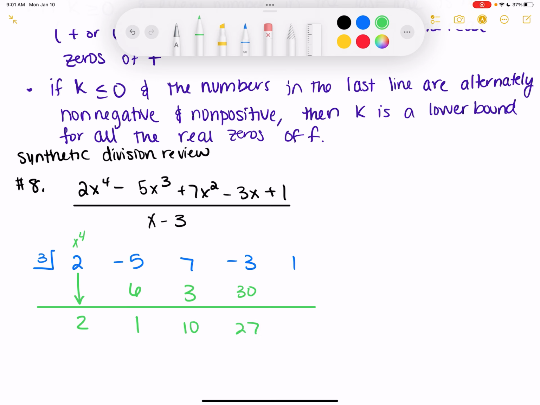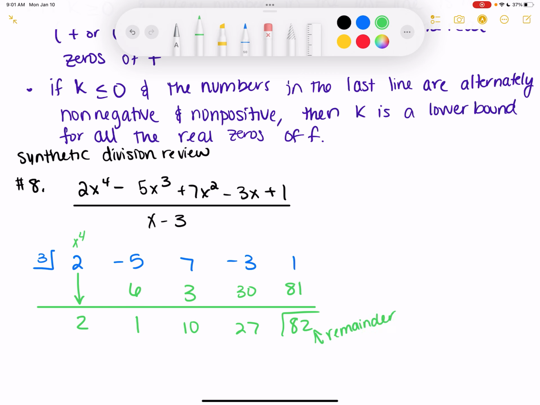27 times 3 is 81. It is 81. Add them together, 82. I was looking at the 82 on my paper and trying to figure out how in the world I got 3 times 27 was 82, and then I realized I was looking at the wrong thing. So this right here is your remainder.